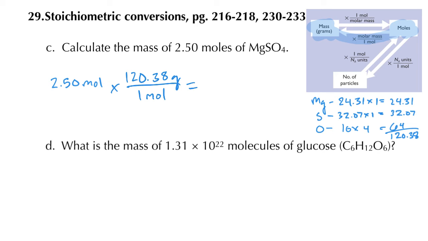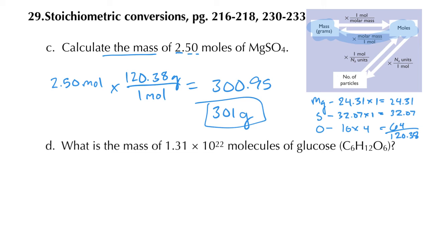So I'm ready to take the molar mass and multiply it by the 2.5. My answer is 300.95. In my calculator, I'm going to round that so it only has 3 digits, so that'd be 301, just to match the number of digits in the question, 1, 2, 3. And the label, they asked me to calculate the mass, so the label should be grams.